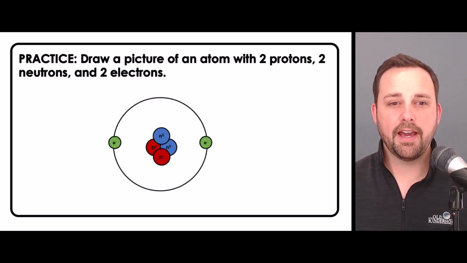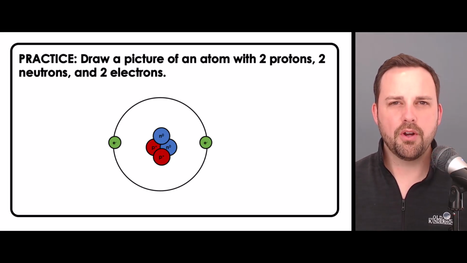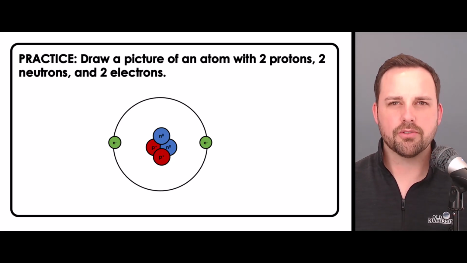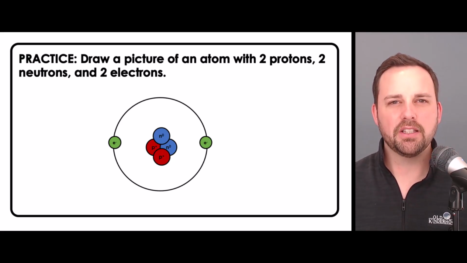Here's how to draw this atom. So we'll put those 2 protons in the nucleus. We'll also take those 2 neutrons and put those in the nucleus as well. So we have 2 protons and 2 neutrons together in the nucleus. The specific arrangement of the protons and neutrons is not important to us right now. The main thing we have to get right is protons and neutrons always go together inside of the nucleus. And then the electrons go outside of the nucleus. In this ring that we call an electron shell, we'll put both of those electrons in that first electron shell.